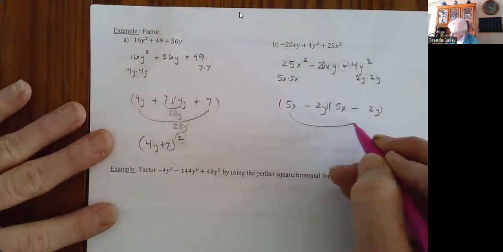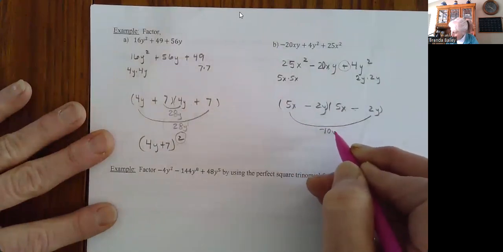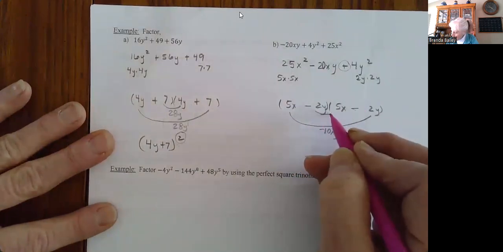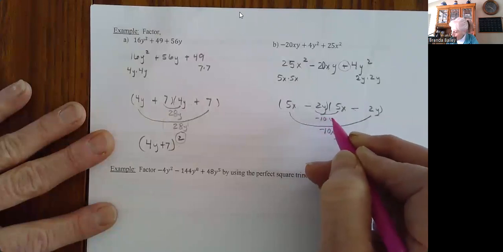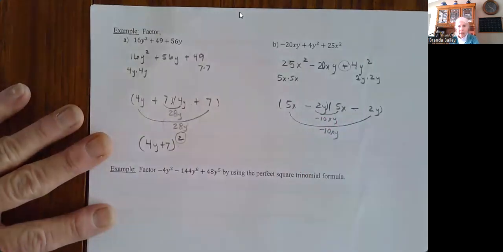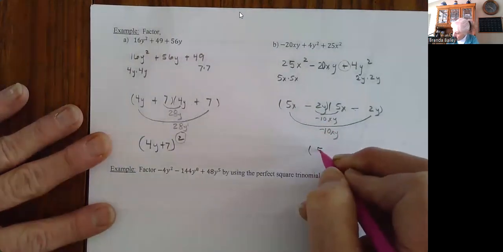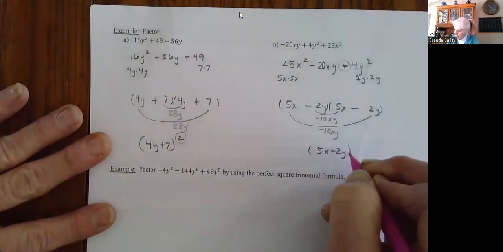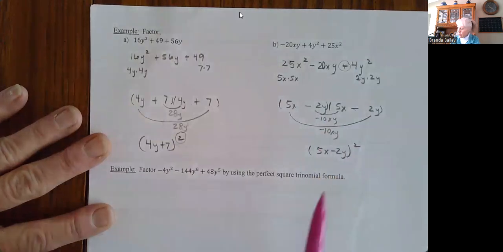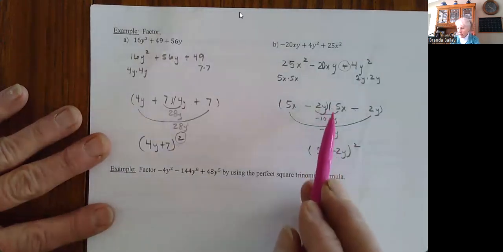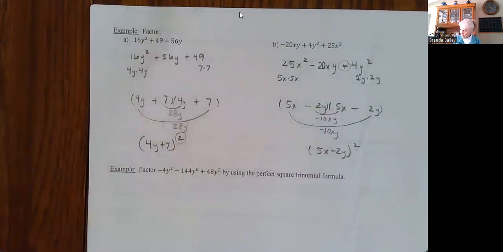So this right here is a minus 10xy. This right here is a minus 10xy, a minus 20xy. Perfect. So we rewrite it like this. These two statements mean the same thing. All righty. Let's go ahead and try another one.